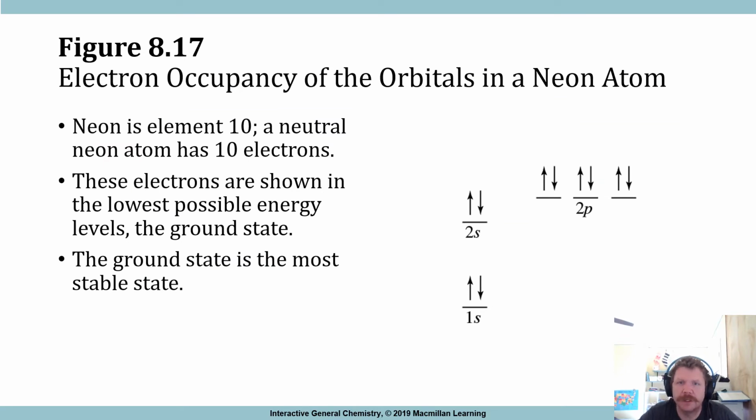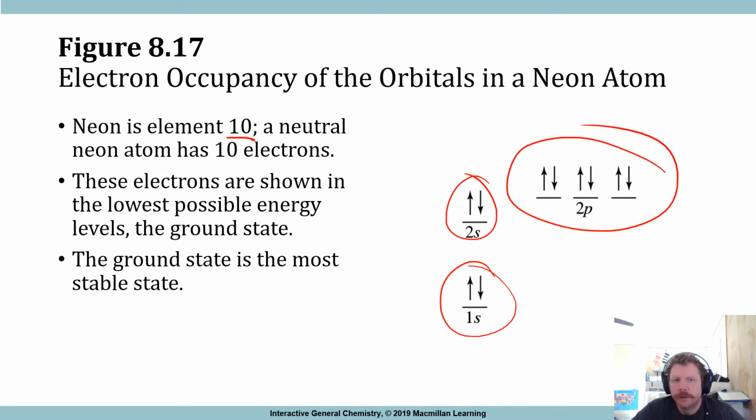Electron occupancy of these orbitals in a neon atom. Neon is an element with a total of 10 electrons. Those first 2 electrons are going to be put in the 1s orbital. Those next 2 electrons are going to be put in the 2s orbital, and then the next 6 are going to end up in the 2p orbital. That's effectively what you're going to see. There are not going to be any electrons in a 3s orbital for neon because that's where you would put the 11th and 12th electrons, but neon does not have a total of 12 electrons.